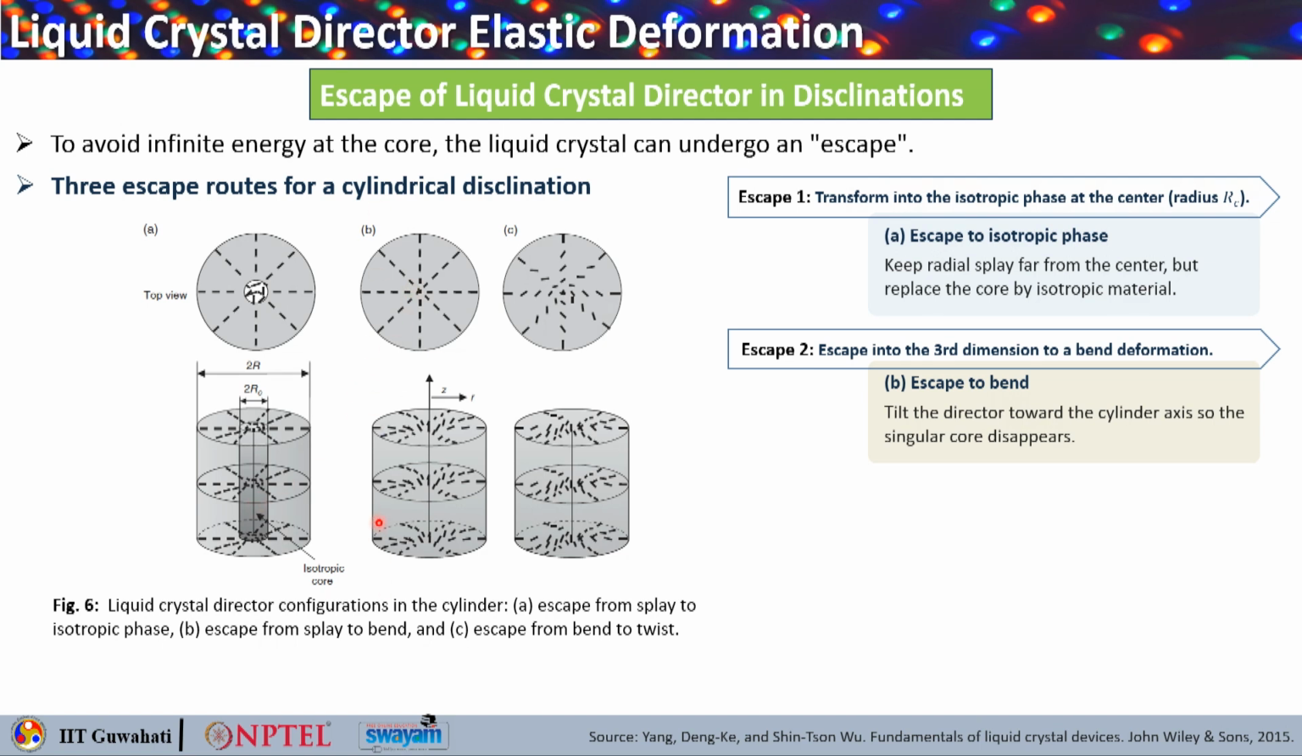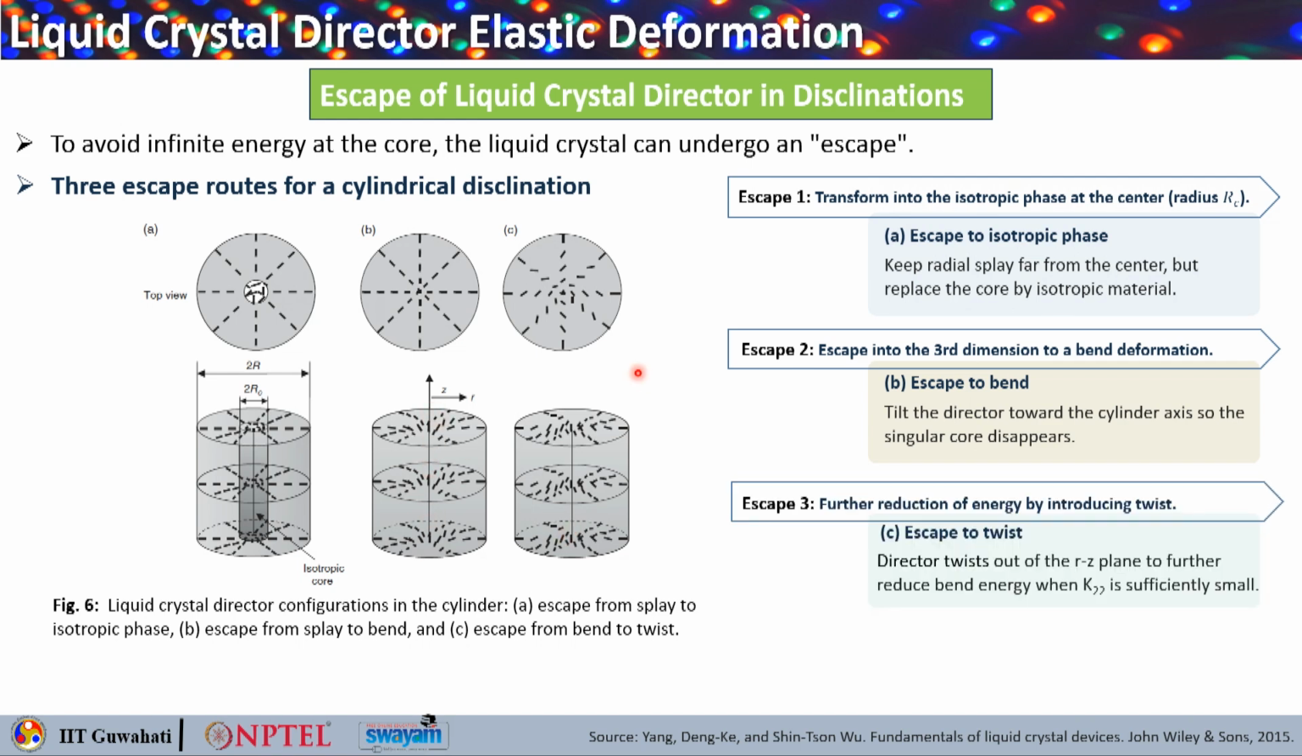In the second escape route, the director basically escapes into the third dimension to bend the deformation, so that you can see here. So from splay you are going into the bend. So here what is happening? You are basically tilting the director towards the cylinder radius so that your singular core basically disappears. So you are not getting that singularity anymore.